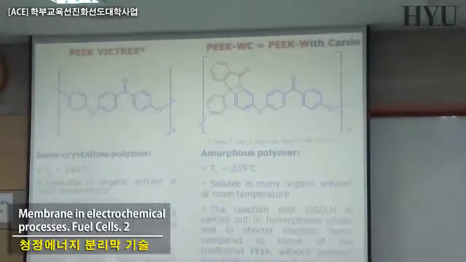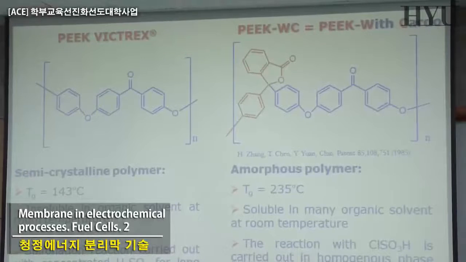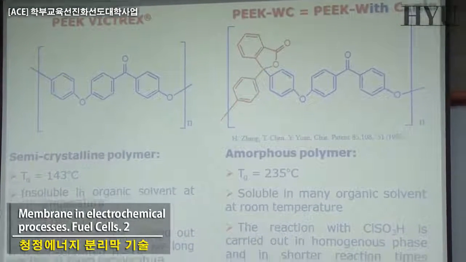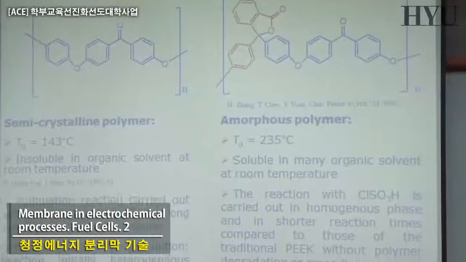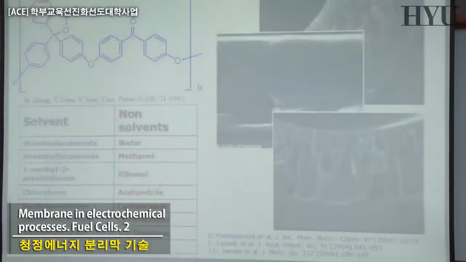The one we are suggesting is this one, in which you have this cardo group giving solubility, and afterwards you can perform sulfonation for giving proton conductivity. So this one is very soluble in many organic solvents. That one is basically totally insoluble, so the two are quite different. There is a procedure to carry out the sulfonation on this one, and this is something of some interest. And there is also an interesting stability.